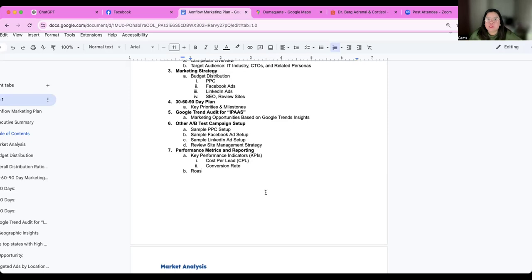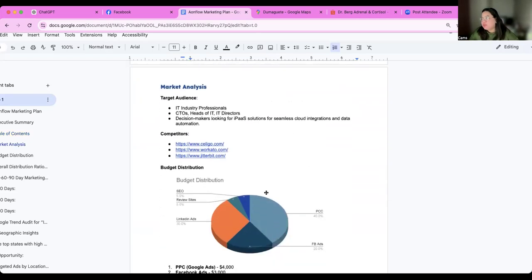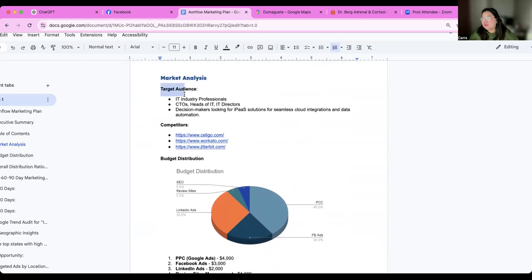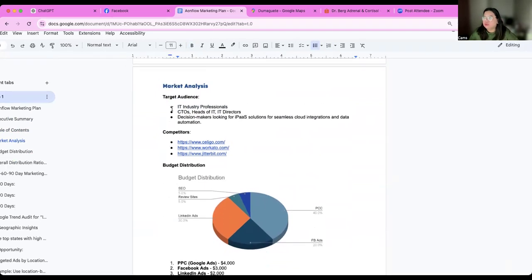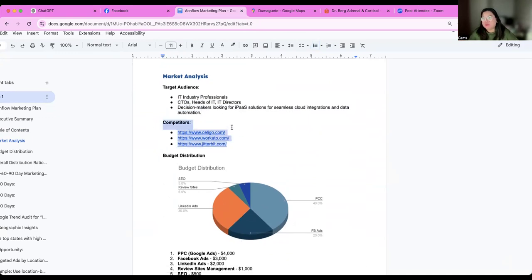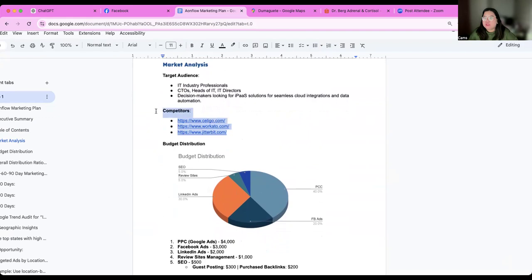Just in case they're gearing towards paid socials. So what I have here is a very simple market analysis. So in terms of target audience, ito yung ginagamit. So you can select the target audience. So kunyari, IT industry professionals, CTOs. So whenever you do ads, kaya targeting, you can target this audience. And I also have here the top three competitors. This is not very in-depth, pero in good practice, you'll have a list of things that they do best, so you can replicate that to have a better version of what they're doing.